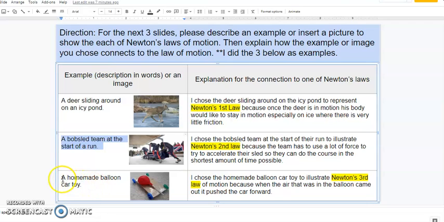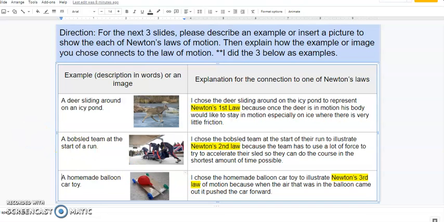And the example I chose for Newton's third law is a homemade balloon car toy. And I chose that because the air that comes out the back of this straw in one direction will push the car forward. So it's that for every action there is an equal and opposite reaction idea of Newton's third law. And I thought that was a good example.